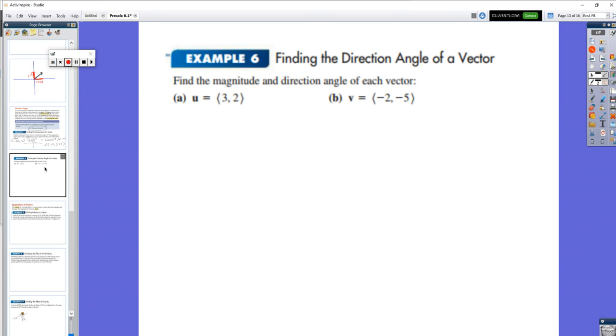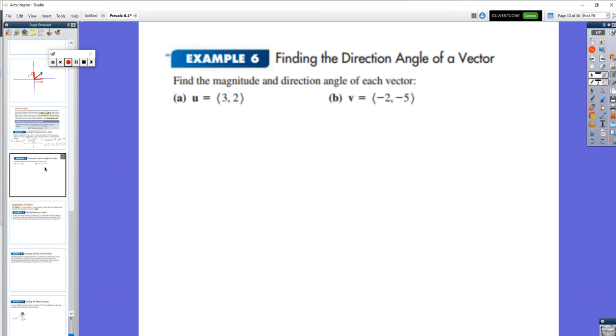So first and foremost, 3 comma 2, right? Positive x component, positive y component. It's not a point necessarily, it's a movement, all right? But that movement puts us in quadrant 1. And so both the cosine inverse and the sine inverse's restricted domains should not be affected, okay?